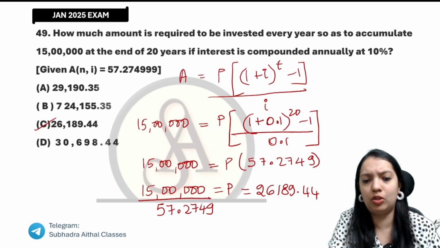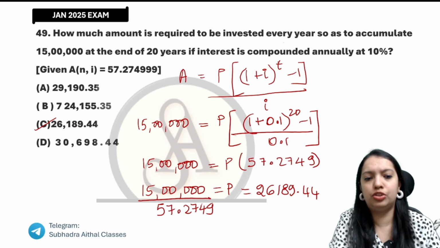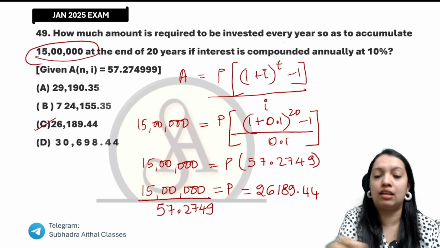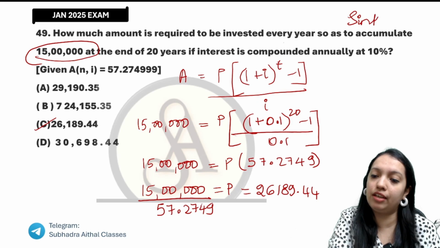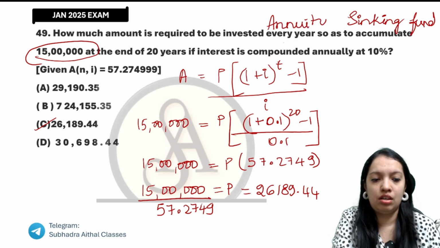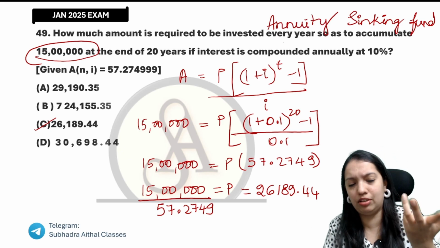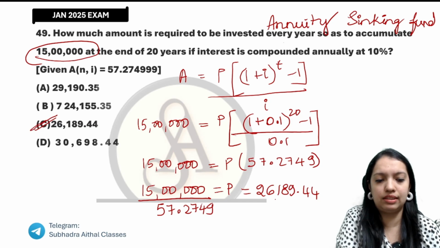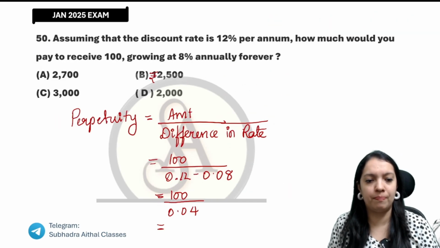Next, how much amount is required to be invested every year so as to accumulate 15 lakh? This is a question of sinking fund. Whenever they ask you to accumulate every year, that means this is an annuity related question. Solve this, apply the formula, you get the value as 26,189.44.